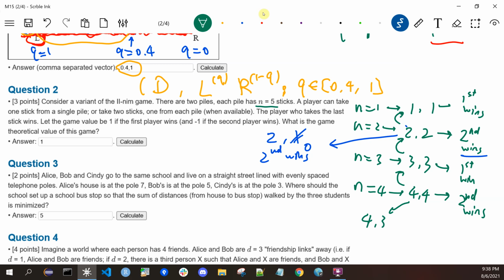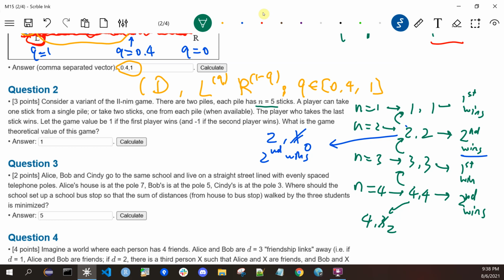But then the second player can just take away 1, so it becomes 2 and 4. So when we get to even number of sticks in each pile, no matter what one player does, the second player can always respond by taking away the remaining odd numbered stick, the piles with odd numbered sticks.